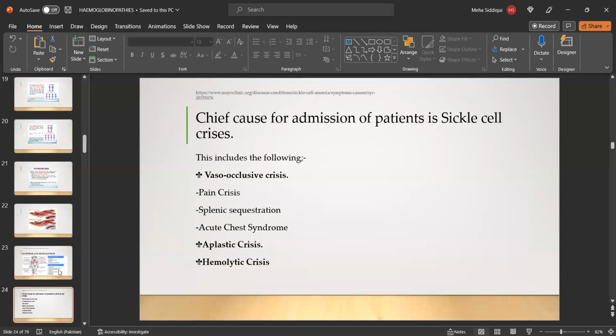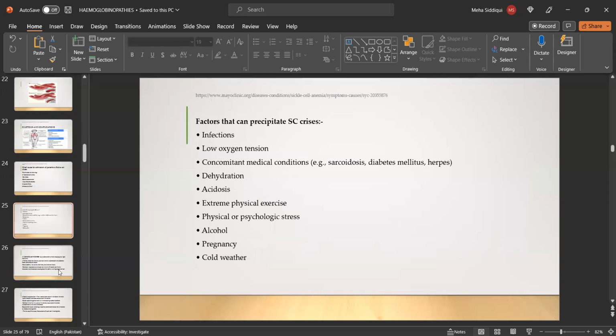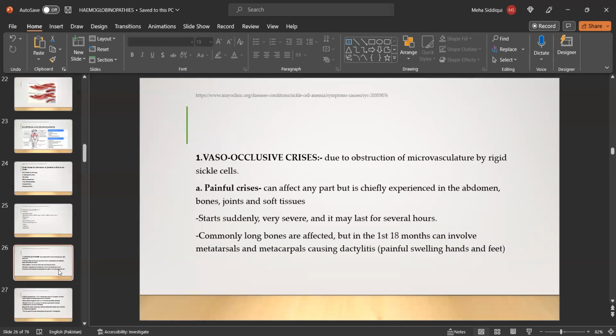Chief causes for admission of patients in sickle cell crisis include vaso-occlusive crisis, which is further divided into pain crisis, splenic sequestration, acute chest syndrome, aplastic crisis, and hemolytic crisis. Factors that can precipitate sickle cell crisis are infection, low oxygen tension, dehydration, acidosis, extreme physical exercise, physical or psychological stress, alcohol, pregnancy, and cold weather.